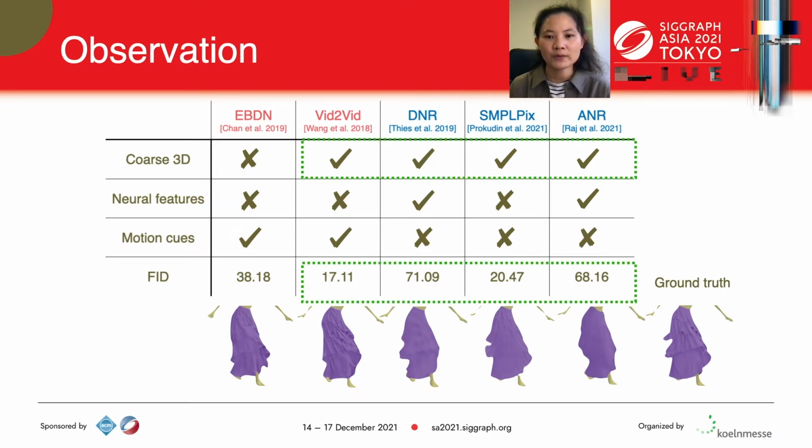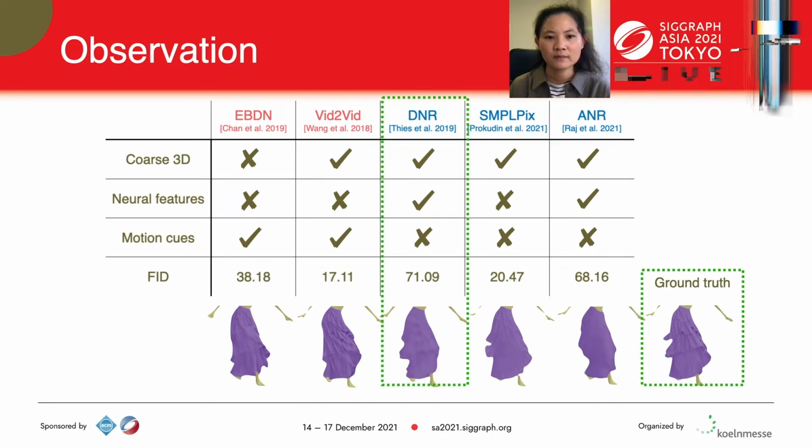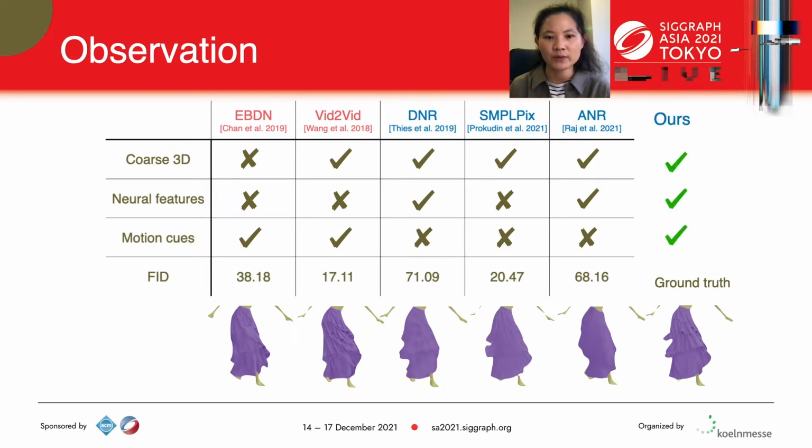Secondly, having coarse 3D geometry helps with the generalization across motions and viewpoints. The performance of EBDN drops behind some methods that are using 3D coarse templates. And third, learnable neural features augment the generative ability to synthesize structures from a very coarse proxy, since DNR produces the most reasonable skirt outline that resembles the ground truth. Therefore, in our work, we present a new architecture to synthesize dynamic garment appearance to combine all those three factors.